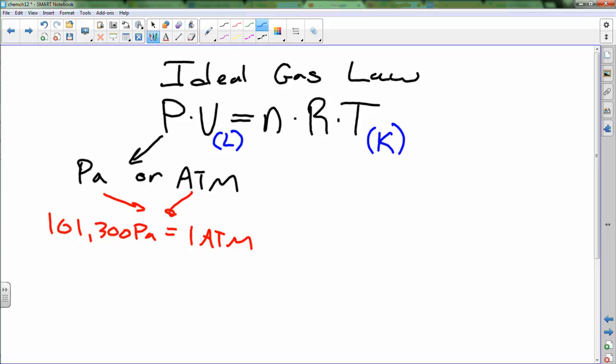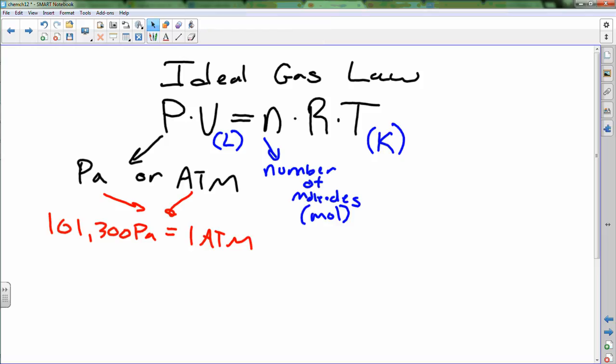Okay, N in this case stands for the number of molecules. So here's the question. What units would we use to measure the number of molecules? Moles. Moles, yes.